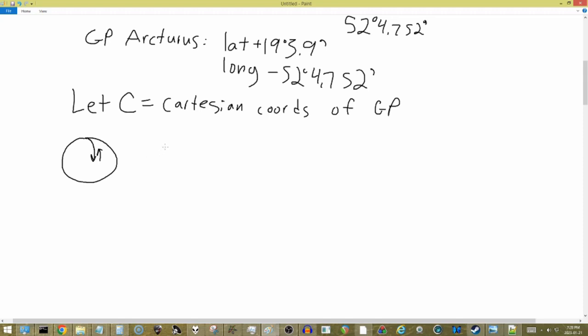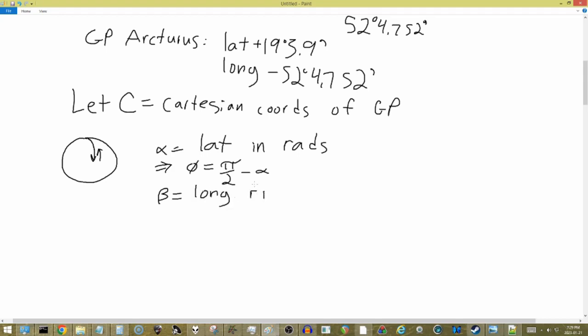So we let alpha equal the latitude in radians of the GP of Arcturus, or whatever star it is, which implies phi, the inclination, equals pi over 2 minus alpha. Beta equals the longitude in radians. Then it implies that the azimuth of the GP, theta, is equal simply to beta.